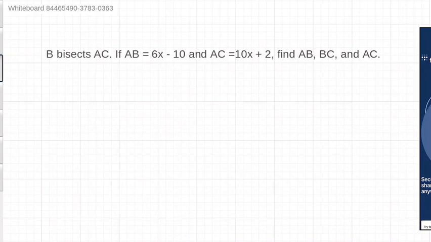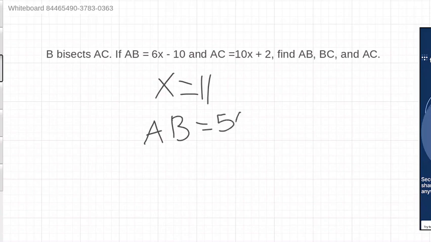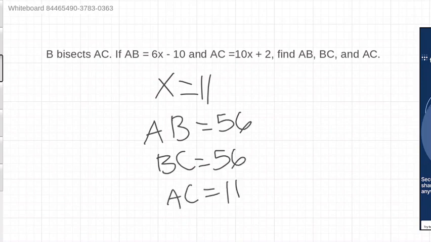Alright, last one. B bisects AC if AB is equal to 6x minus 10 and AC is equal to 10x plus 2. Find AB, BC, and AC. Whew. So x equals 11. AB is going to be equal to 56, and BC is equal to 56, and AC will be equal to 112.